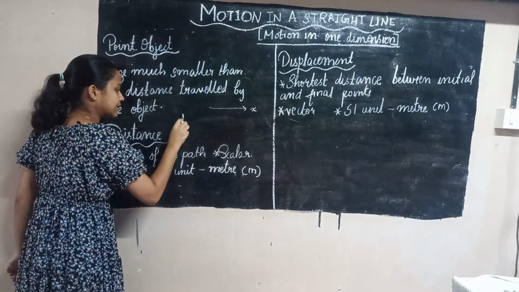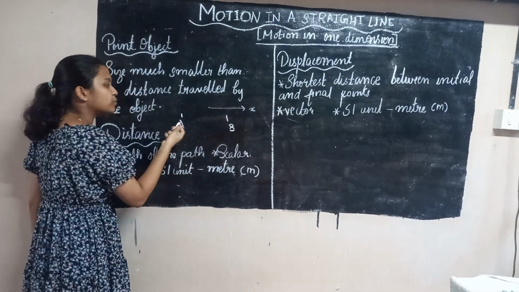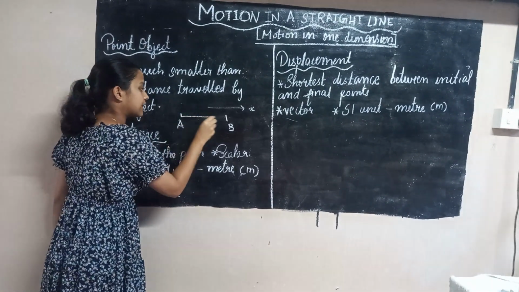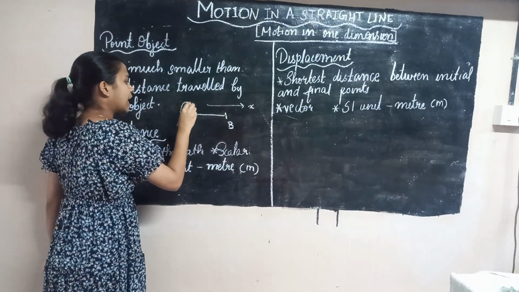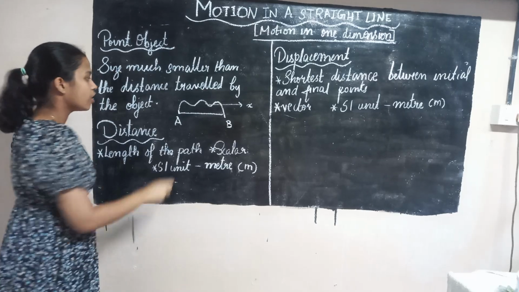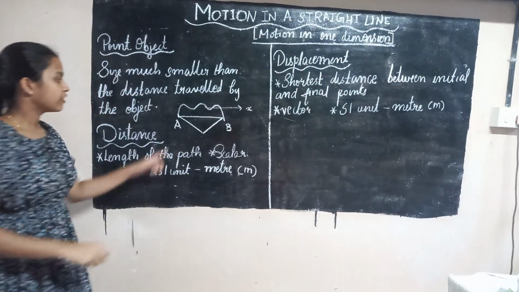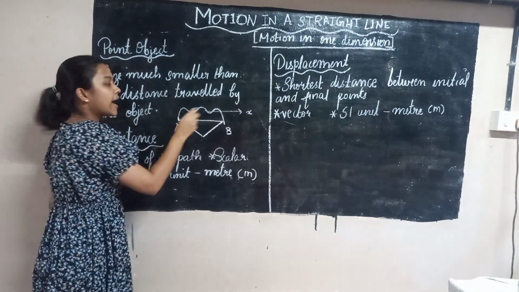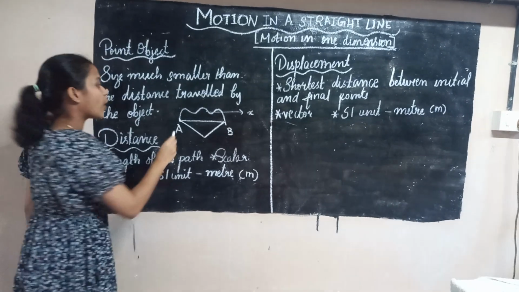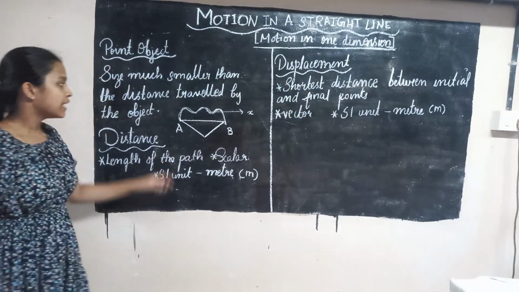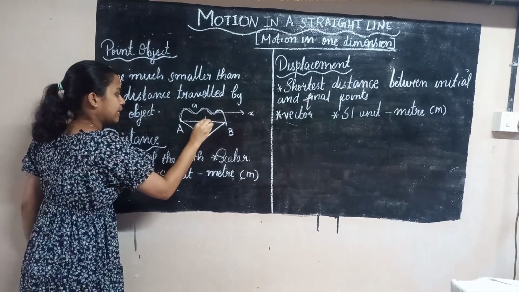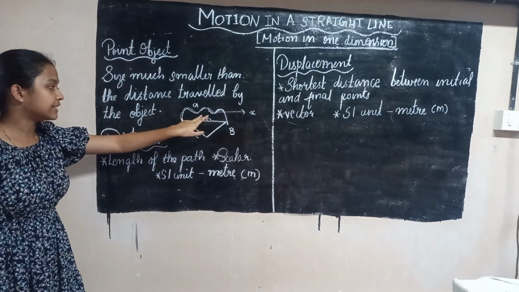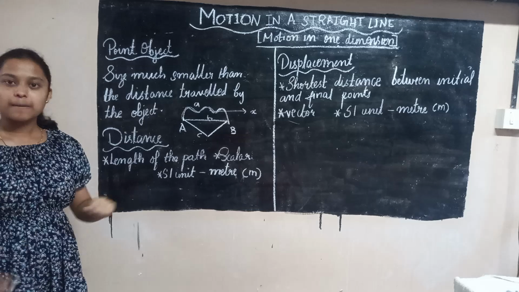We are taking 2 points A and B. Between these 2 points, infinite distances are possible. I can travel in a straight line from A to B, or in a wavy pattern like this from A to B, or I can take this path from A to B. Distance does not depend on the initial and final position. It only depends on the path that I have taken. In this case, A, B and C, the distances are different. A will be greater than C and it will be greater than B.